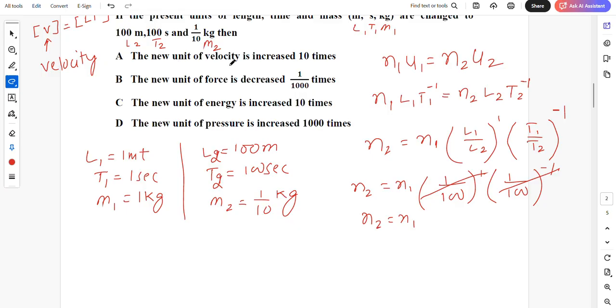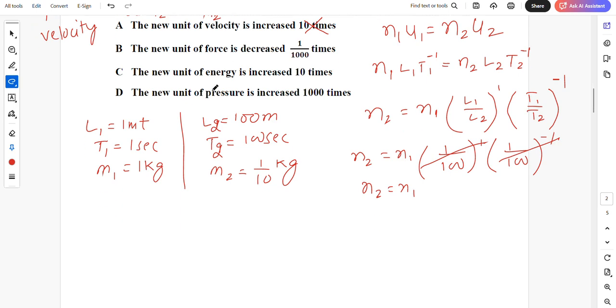What they are asking? The unit of velocity is increased 10 times. No, this is the wrong option. Now we'll see for force. Okay, the option is wrong.